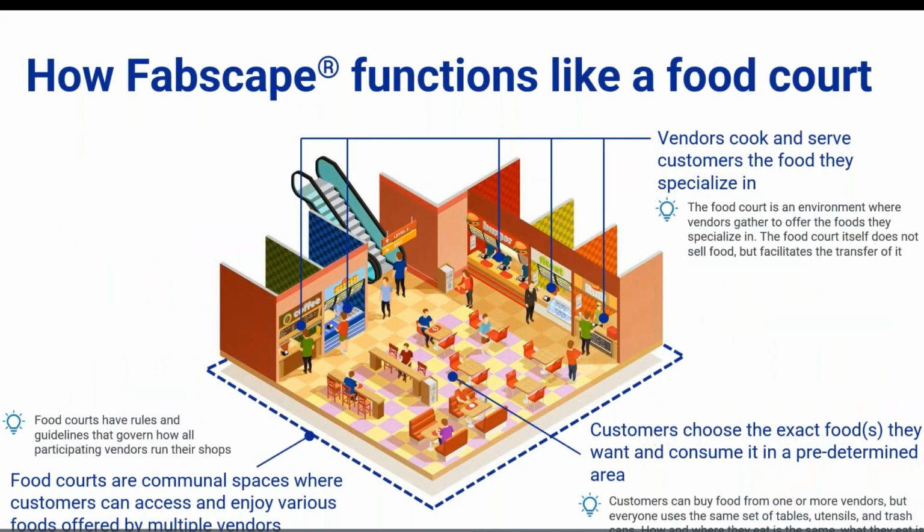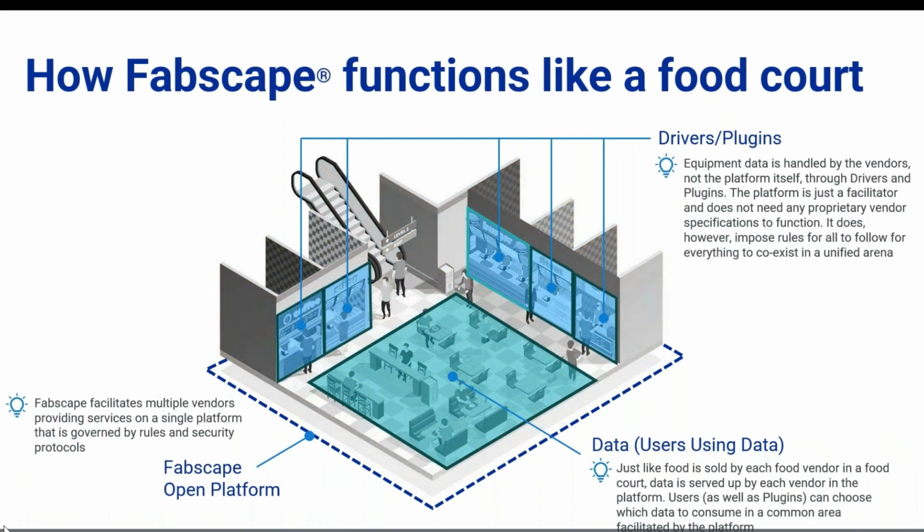An analogy that we can draw is to picture Fabscape as a food court. In a food court, we have many different food stores serving different dishes, and users are free to pick and choose what they would like to have. Similarly, each food store within a food court is like a driver or a plugin that is made by different equipment vendors. Customers have the flexibility to customize and pick the drivers and plugins that they need.